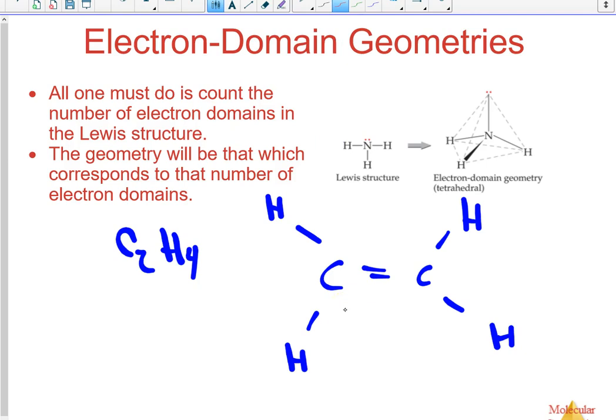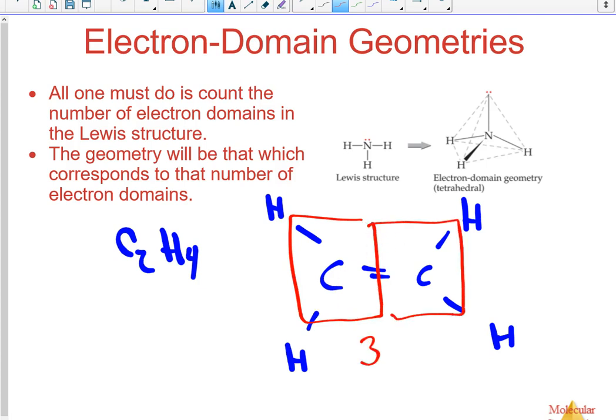So we're going to have a C, an H, and H. And a double bond here. So, how many electron domains? Tell your partner. For this carbon, 3 of them, right? This carbon, how many? 3 of them. So both of these have 3 electron domains, which means they would have what electron domain geometry? Trigonal planar.